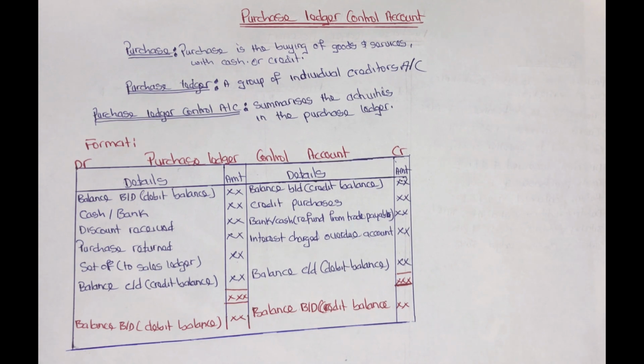So that is some of the things that you need to know for the purchase ledger control account. There are some things that are not supposed to be included in the purchase ledger control account. The only one is the cash purchase. You don't include cash purchases in the purchase ledger control account because they are already recorded in the purchase day book.